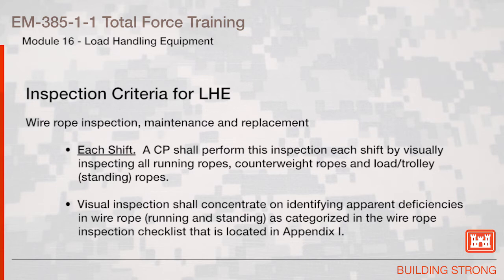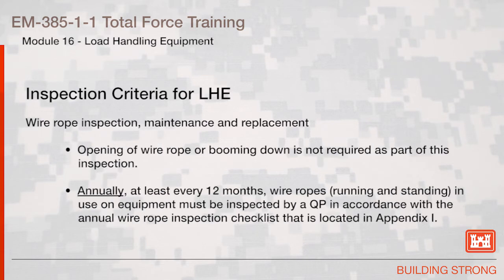Wire rope inspection, maintenance, and replacement. During each shift, a competent person shall perform this inspection by visually inspecting all running ropes, counterweight ropes, and load and trolley or standing ropes. Visual inspection shall concentrate on identifying apparent deficiencies in wire rope, both running and standing, as characterized in the wire rope inspection checklist that is located in Appendix I. Opening of wire rope or booming down is not required as part of this inspection. Annually, at least every 12 months, wire ropes, both running and standing, in use on equipment must be inspected by a qualified person in accordance with the annual wire rope inspection checklist that is located in Appendix I.